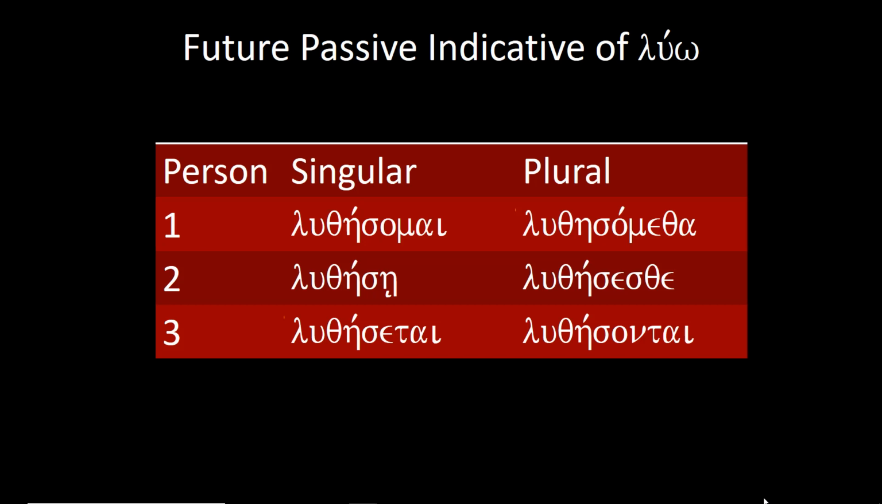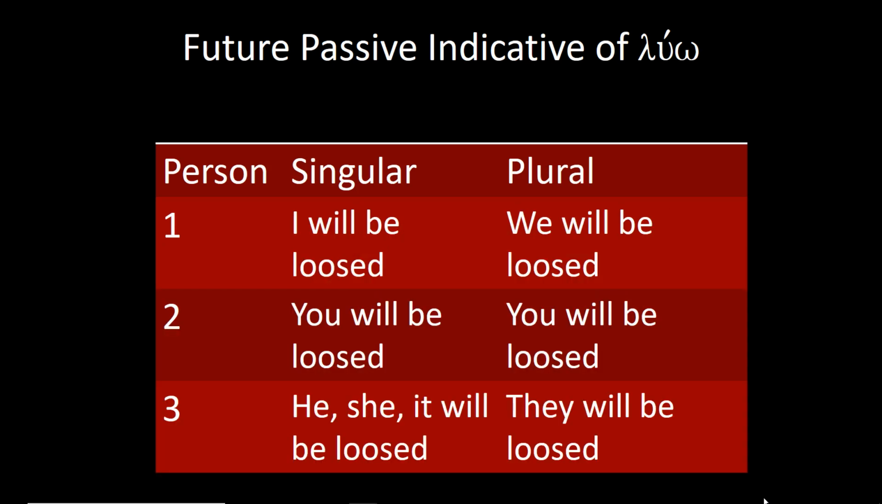So you have that theta eta. Anytime you see theta eta, you know it's either aorist passive or future passive. There's no augment at the beginning, so it's not aorist passive. We do have the big future key, sigma, so we know this is future passive. Luthesomai, luthese, luthesetai, luthesometha, luthesesthe, luthesontai. I will be loosed, you will be loosed, he, she, or it will be loosed, we will be loosed, you will be loosed, they will be loosed.